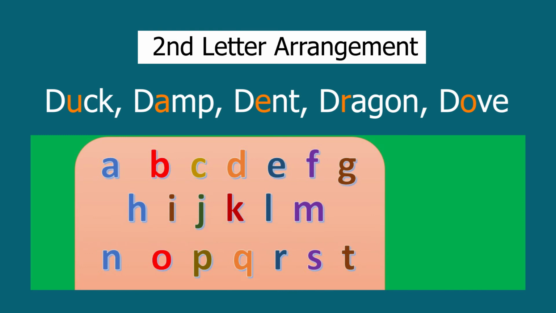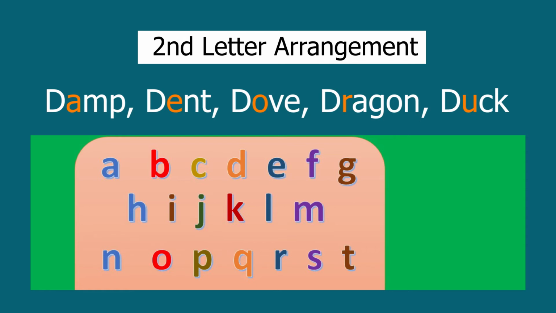Now again, based on how the letters appear in the alphabet, and I hope you still have your chart, this is the order in which they should come. We have damp, dent, dove, dragon, duck. Damp, dent, dove, dragon, and duck. Did you get them correct? I hope you did.